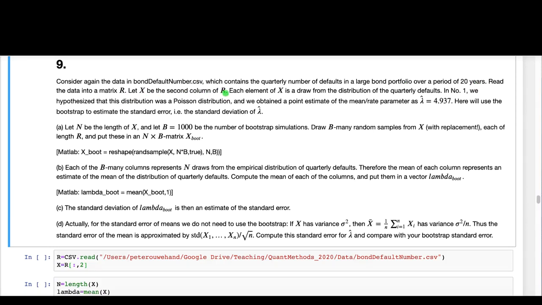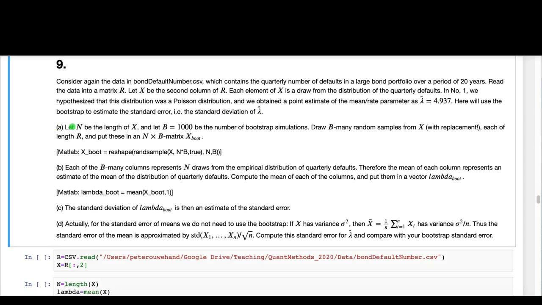So X contains the number of quarterly defaults that we see for the 80 quarters that make up the 20 years. In an earlier problem, we hypothesized that this distribution was Poisson, and we obtained a point estimate of the mean or the rate parameter as lambda hat equal to 4.937. We'll try to use the bootstrap now to estimate the standard error, in other words the standard deviation of this estimate.